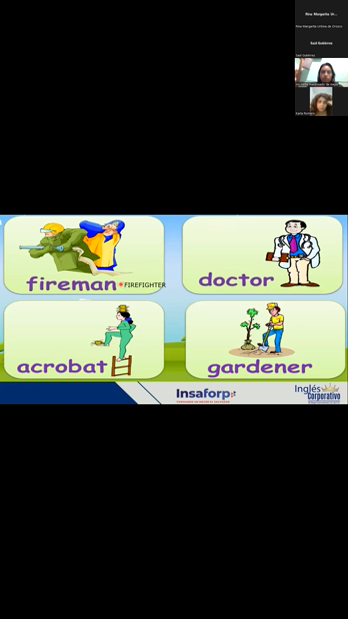Again, firefighter. Your microphone is muted. Oh, I'm sorry. I don't know what's going on. I just clicked that automatically. I thought you were listening to me. Don't worry, guys. So, Carla, can you help me, please? Fireman, acrobat, gardener, doctor. Firefighter. Okay, very good. Now let's move on to the next part.